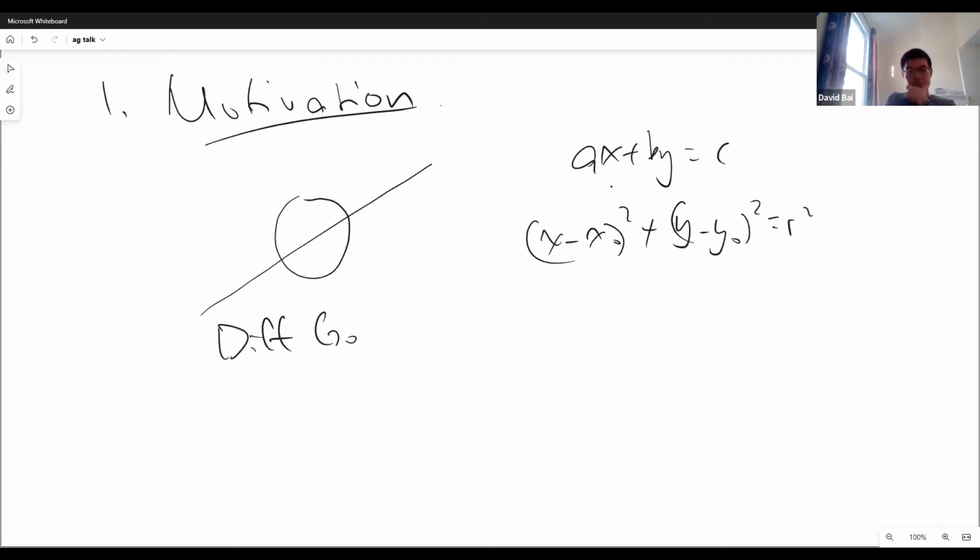where you replace lines and circles with differentiable manifolds. So things that you can locally parameterize. So lines and circles become, I'll just write manifolds. And this just gives you a whole lot more objects to work with.